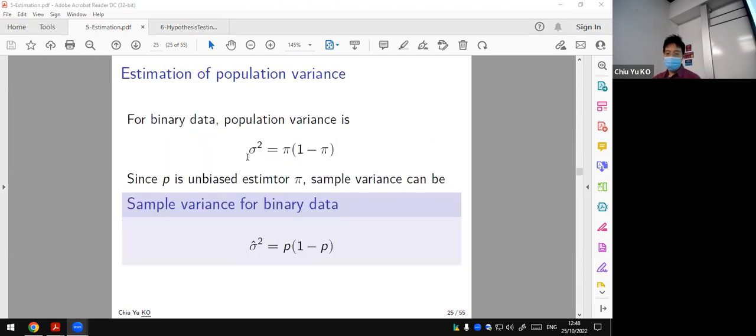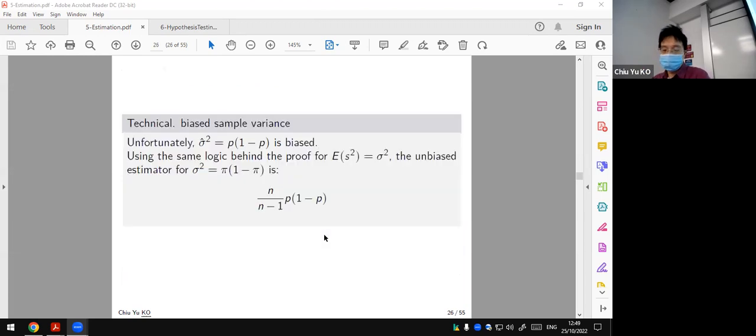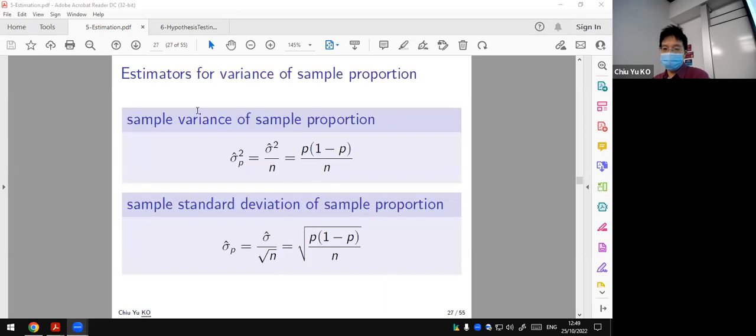But the sample variance we have is not unbiased. It's biased. But the fact is, we usually look at n big enough, so it's consistent. So it's not a big issue. That's why we still use this, although it's biased, because this is our estimate. That's why when we look at the sample proportion, we use this.